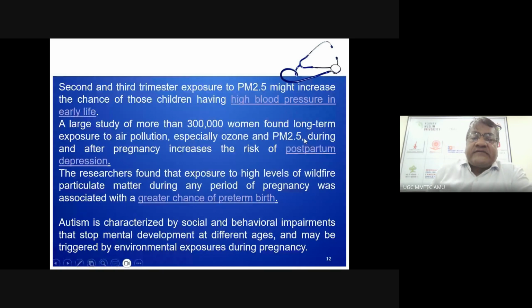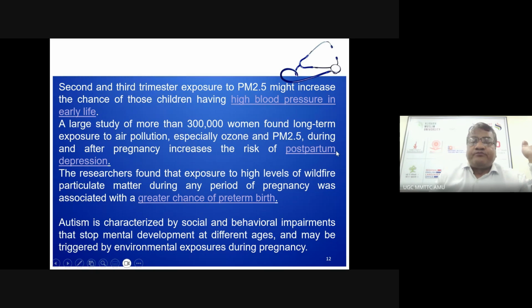During and after pregnancy increase the risk of postpartum, मतलब after delivery. इन लेडीज में, इन विमेन में पोस्टपार्टम डिप्रेशन बहुत ज्यादा पाया गया. ठीक है. A large study of more than 3 lakhs women found long-term exposure to air pollution, especially ozone and PM 2.5 during and after pregnancy, increase the risk of the postpartum. Partum is basically related to the delivery.